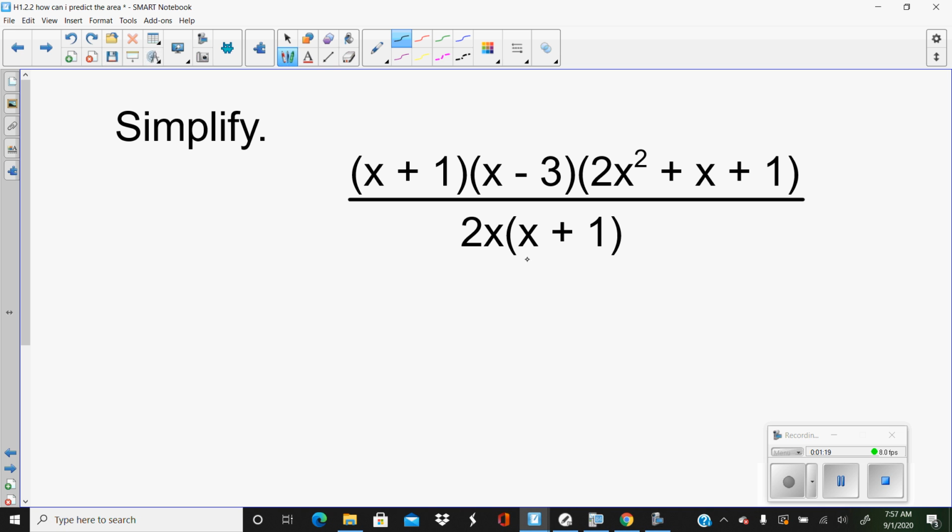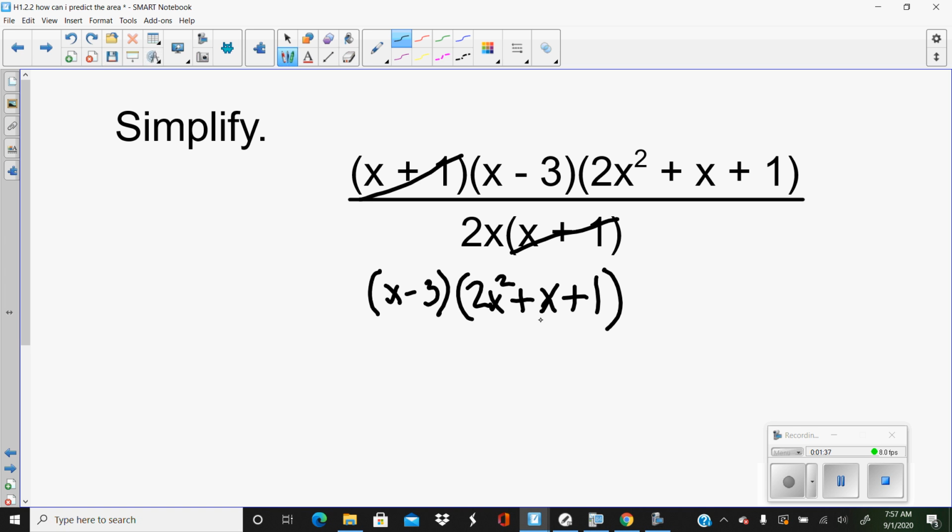All right, that x plus 1 as a factor, however, can cancel with this fully complete factor over here, that x plus 1. So if I were to rewrite this, I would get x minus 3 times 2x squared plus x plus 1. And incidentally, this trinomial right here is not factorable. Alrighty, over 2x. That is as far as I can go on this particular situation. I cannot simplify that any further right now.